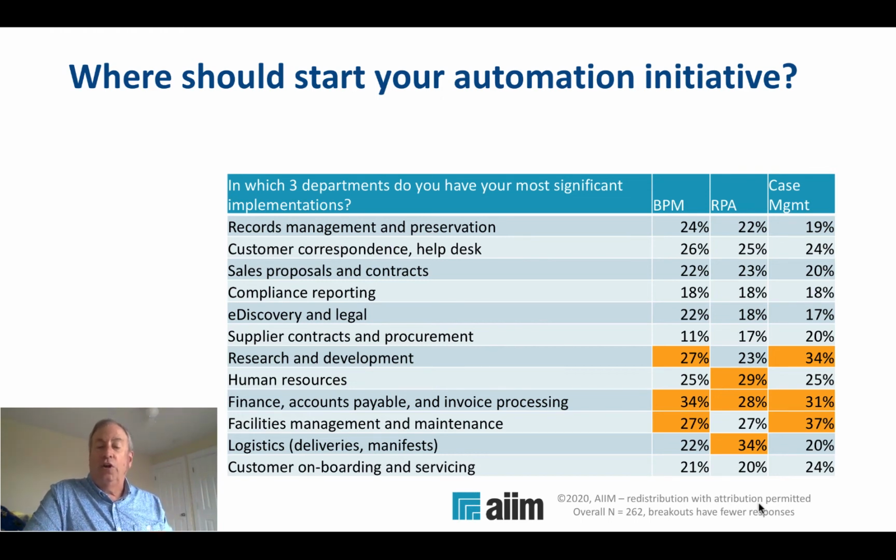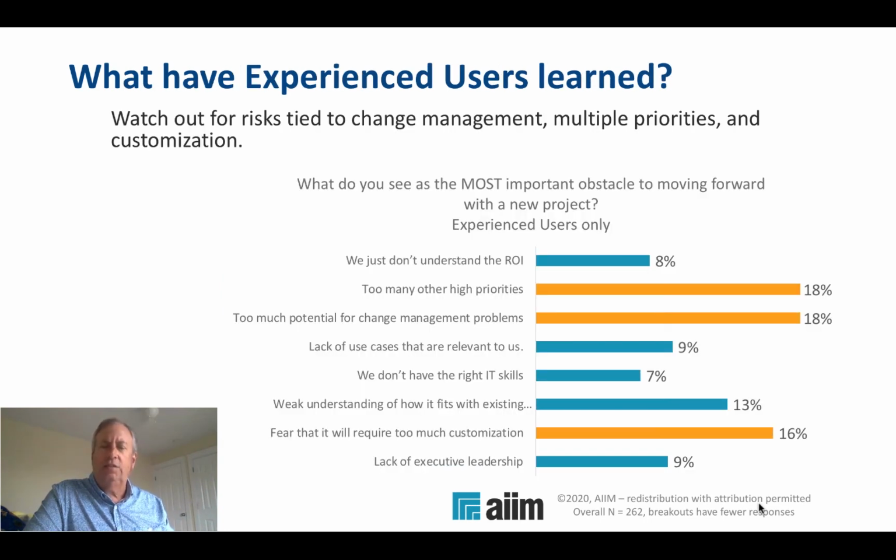And what have folks learned along the way? What lessons do experienced users have that could be relevant to prospective users that haven't gone down this path? And I think these orange bars are really revealing in terms of some of the challenges that folks have. And this says basically you have to watch out for risks that are tied to change management, that are tied to too many priorities, and that are tied to customization.